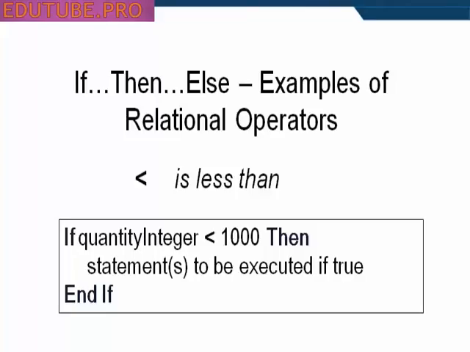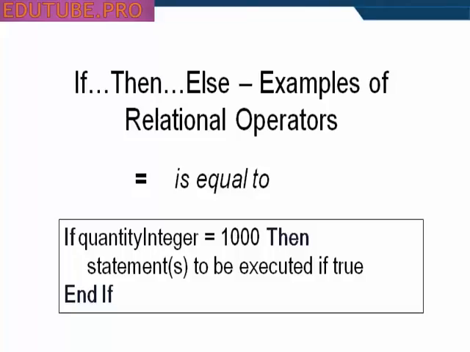Is less than 1000 is comparing the quantity integer less than 1000. Once again, only those quantity integer values that are less than 1000 would cause the statements immediately below the if-then statement to be executed. Once again, the value 1000 would not be executed in this case, since 1000 is not considered less than 1000. It is considered equal to.